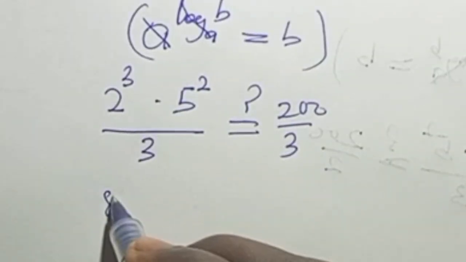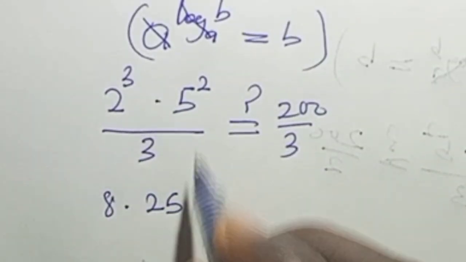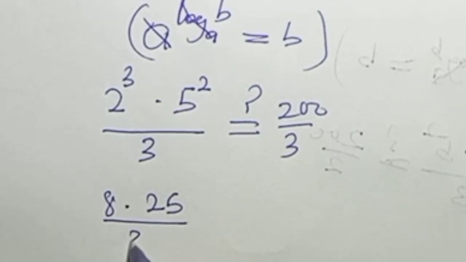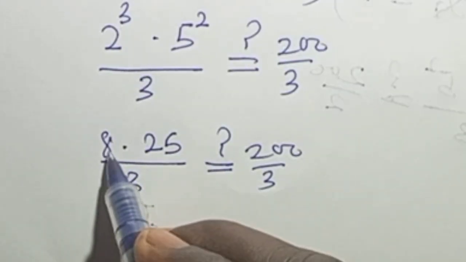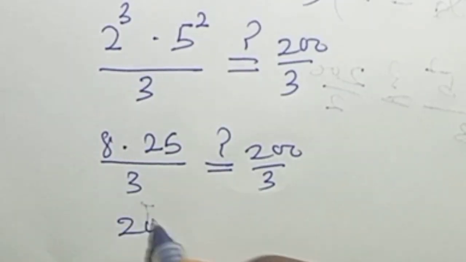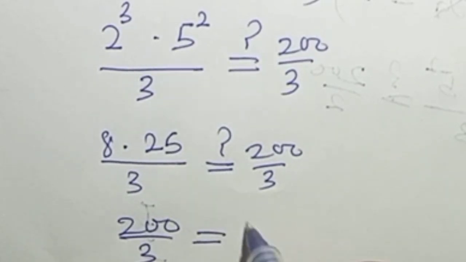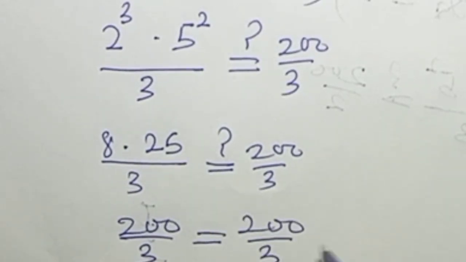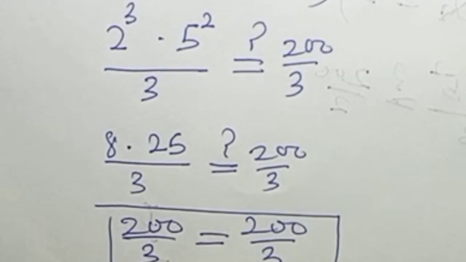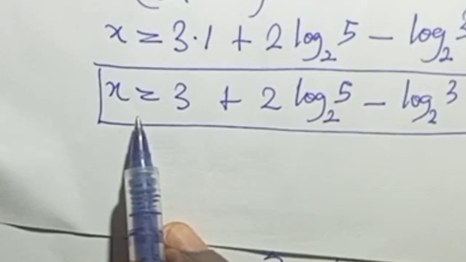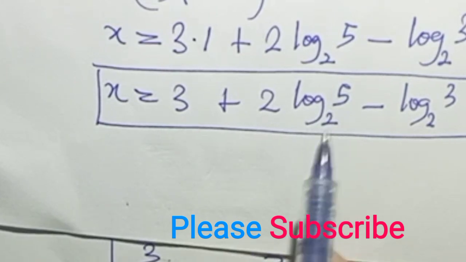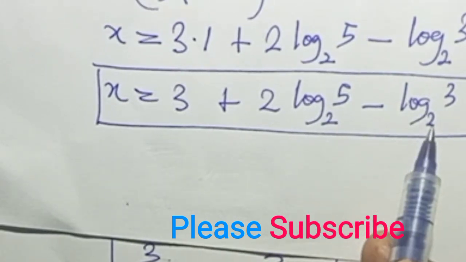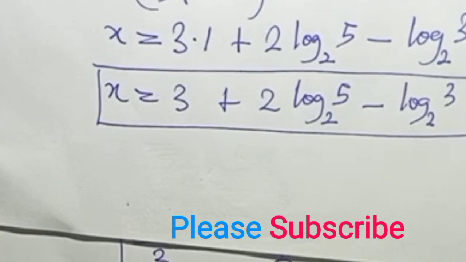And this is 8 times 25, since 5 raised to power 2 is 25, over 3. Is it equal to 200 over 3? And obviously 8 times 25 is 200, so 200 over 3 is equal to 200 over 3. So the value of x equals 3 plus 2 log 5 base 2 minus log 3 base 2 satisfies the equation and is very correct.